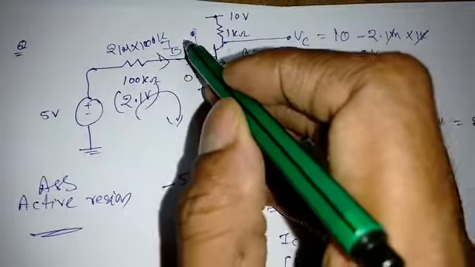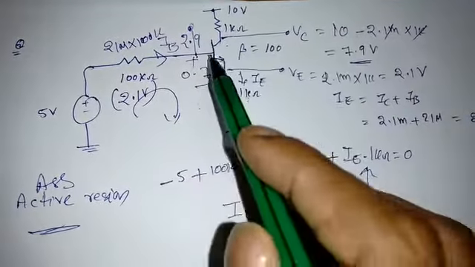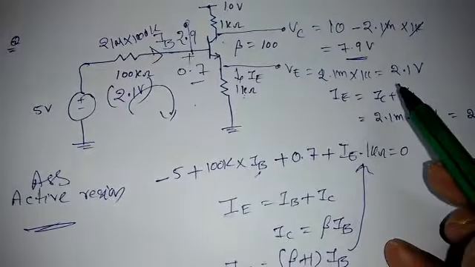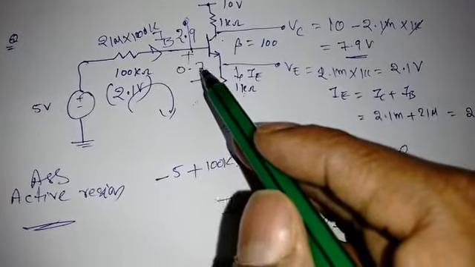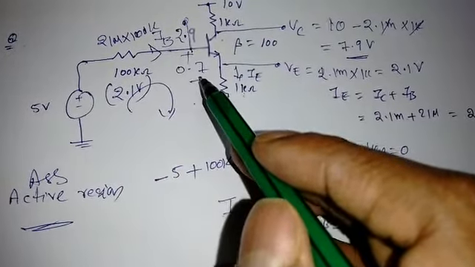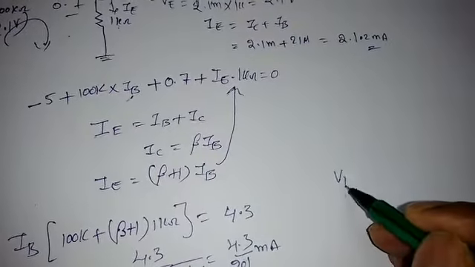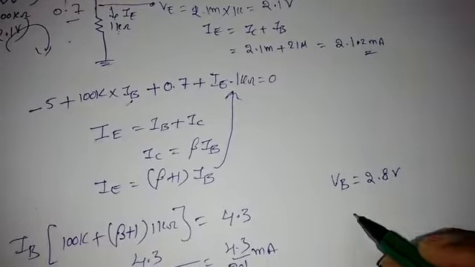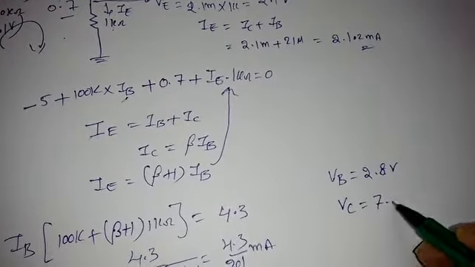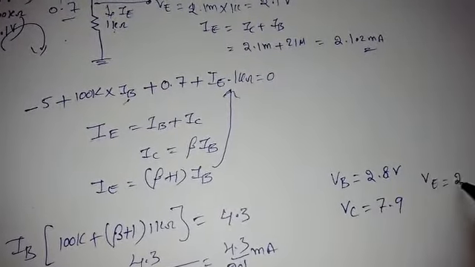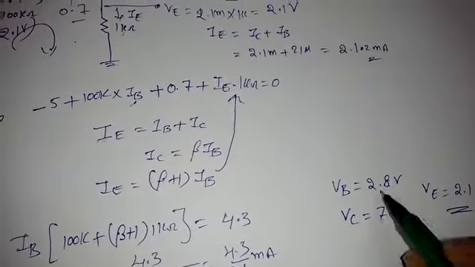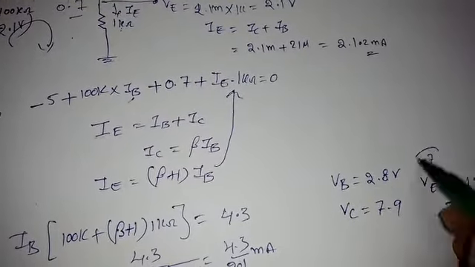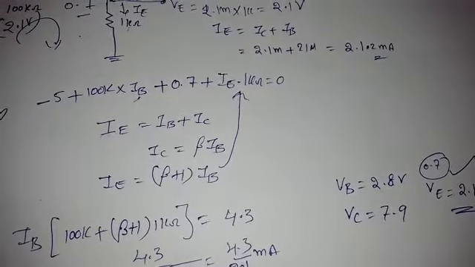2.9 volts is the drop here. So 2.9 minus 2.1, it will become approximately 0.7 or 0.8. Now see, VB we got 2.8, or we can say 2.7 also, no problem. VC we got 7.9, VE we got 2.1 volts. Now VB is 0.7 volt only, so no problem, it is in forward bias.